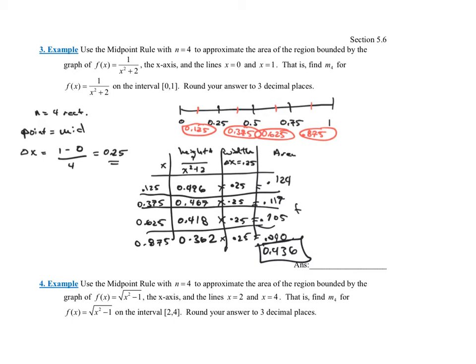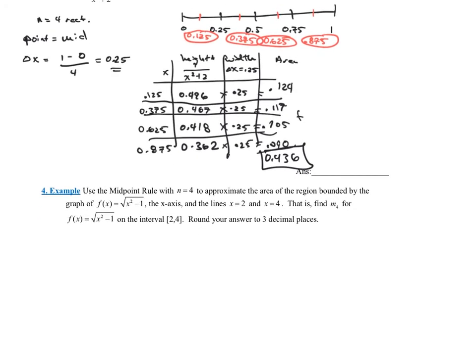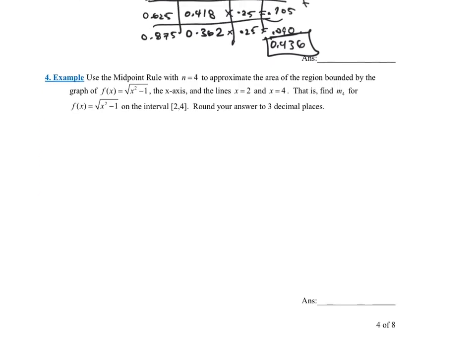The area estimated beneath the curve of 1 over x squared plus 2 on the interval 0 to 1 using 4 rectangles and the midpoint of each rectangle, I'm getting an approximate area of 0.436. Okay, let's try one more example here.